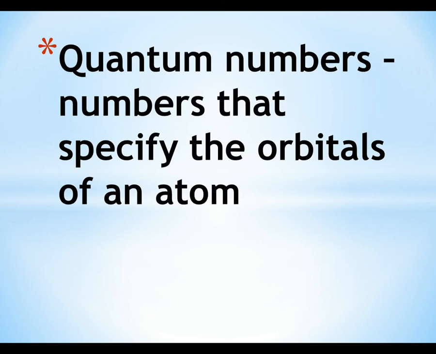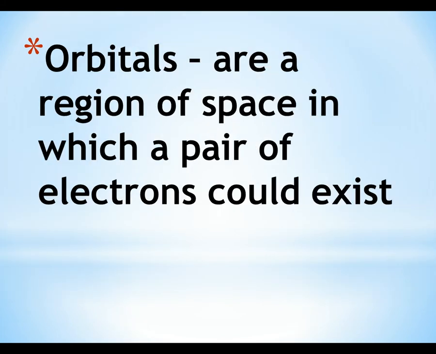Okay guys, in this video we're going to talk about quantum numbers. A quantum number is a number that specifies the orbitals of an atom. So what is an orbital? It is the region of space in which a pair of electrons could exist. And we say could because remember that it's super duper hard to locate an electron because it's moving so fast.